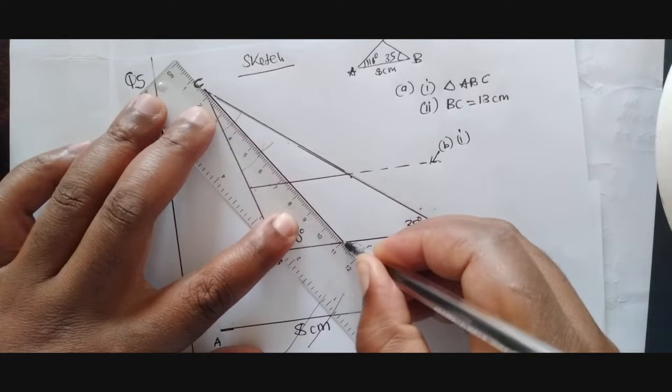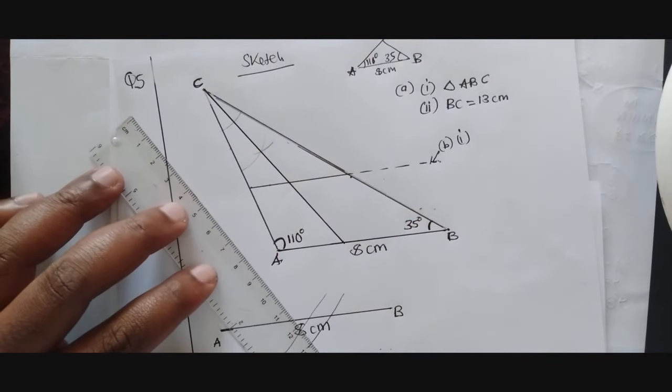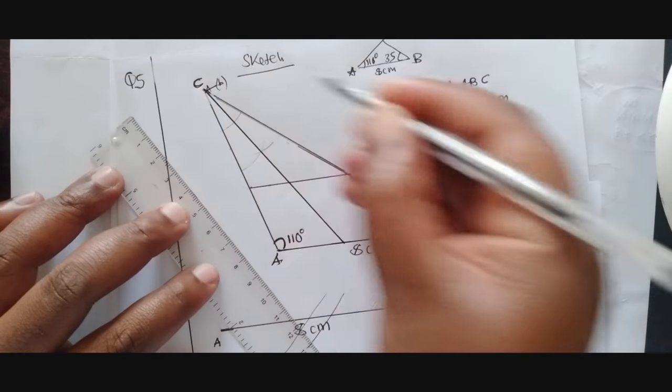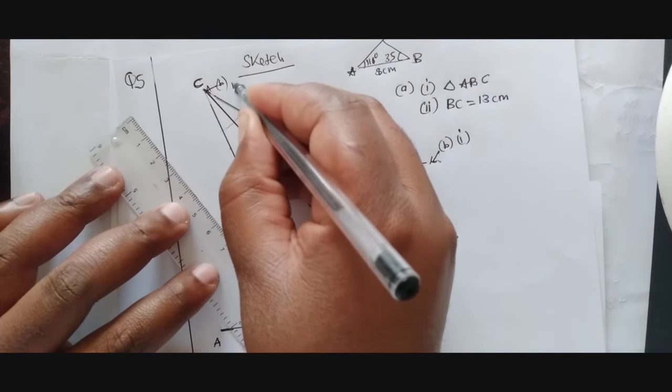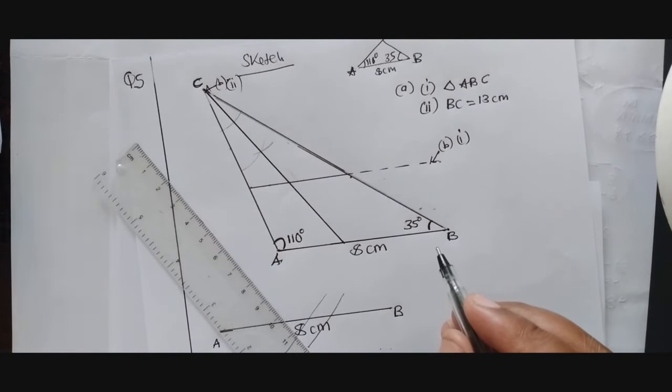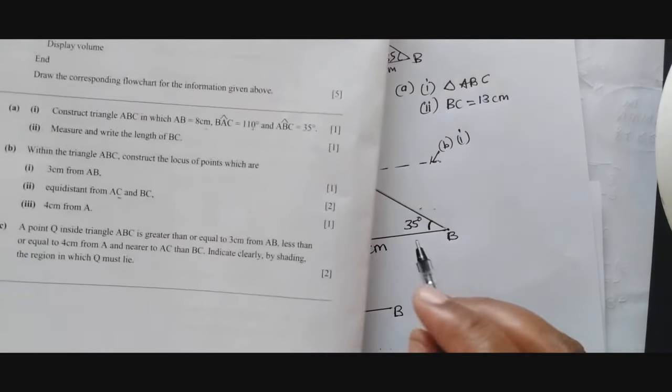That is the point. Alright, and it's done. You can even name this as B, Roman numeral 2. Okay, then Roman numeral 3.